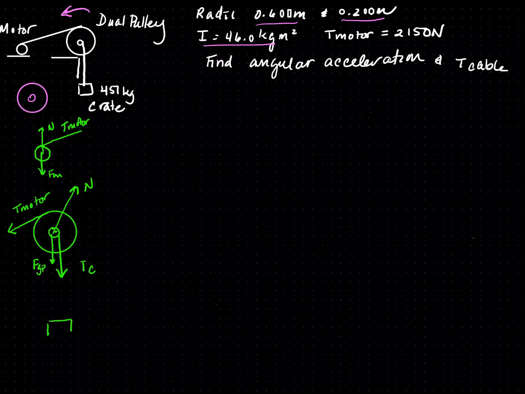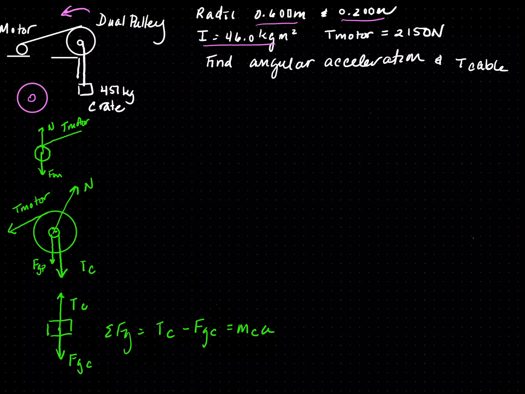Now we have the crate. The crate has a weight, and then we have a tension from the rope or cable. So now I'm going to write my equation. My crate equation is going to be sum of Fy, which is Tc minus Fgc equals Mca. The reason is Tc is because the crate is being pulled up by the motor.